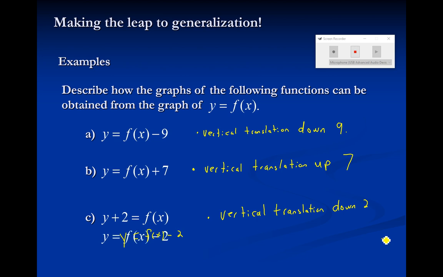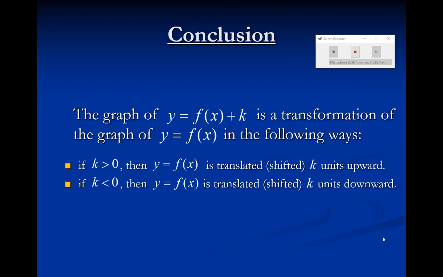Okay, the last slide is just a conclusion. Let's just get this all framed in our mind, what we're supposed to know when this is over. The graph of y equals f of x plus k is a transformation of y equals f of x. If k is greater than 0, we're shifting upwards. If k is less than 0, like if it's a negative, so let me just put that there just in case this messes you up, then it's translating k units downward, whatever the k is, 2 or 7 or 9 or whatever it happens to be.